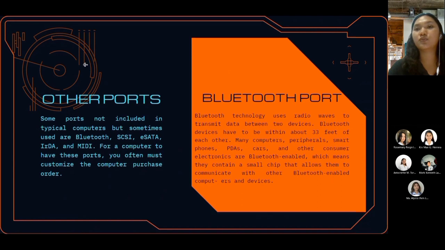Bluetooth technology uses radio waves to transmit data between two devices. Bluetooth devices have to be within about 33 feet of each other. Many computers, peripherals, smartphones, PDAs, cars, and other consumer electronics are Bluetooth enabled, which means they contain a small chip that allows them to communicate with other Bluetooth enabled computers and devices. So it is basically a telecommunication port that allows wireless connection and exchange of data over a short range wireless connection. Moreover, it is possible in mobiles, computers, and other digital devices too.